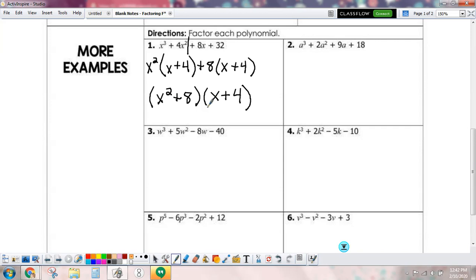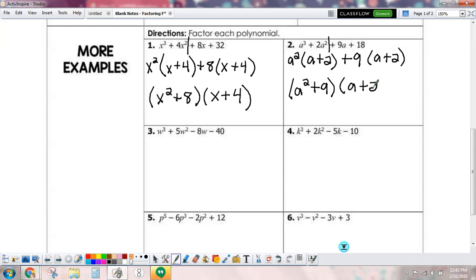All right, so try 2. Pause the video, try 2. So for number 2, when you split it in half, you should get a squared times a plus 2, and then that plus 9, a plus 2. Okay, and then when you go ahead and simplify this, you get a squared plus 9, and then a plus 2. And that's your final answer.